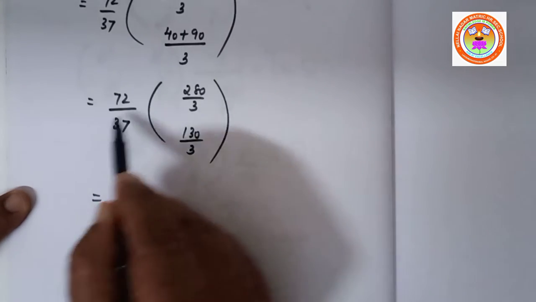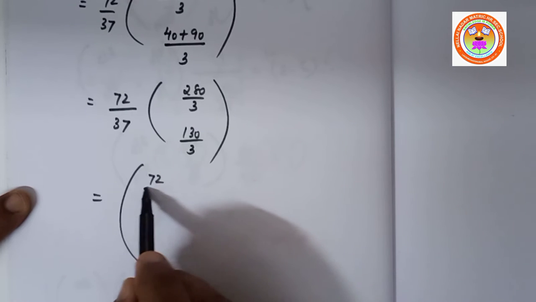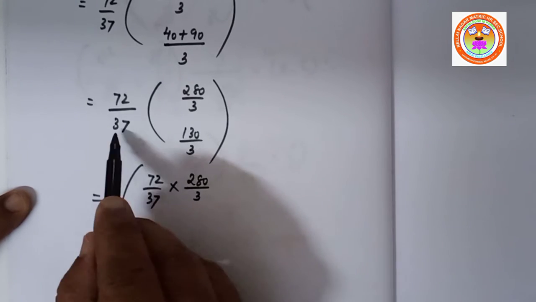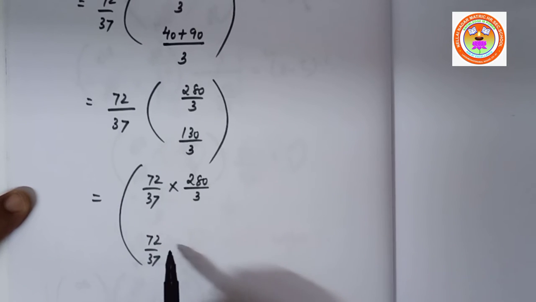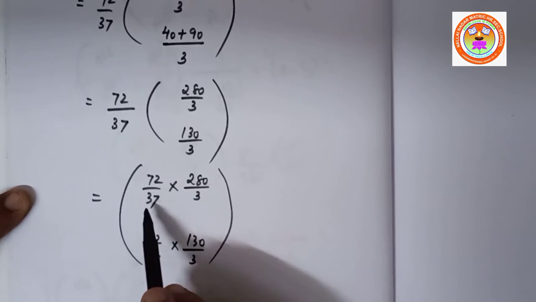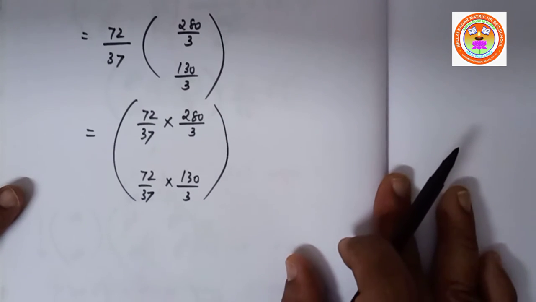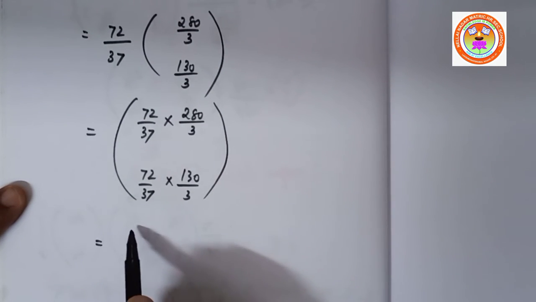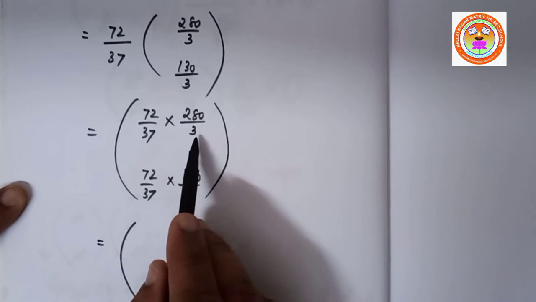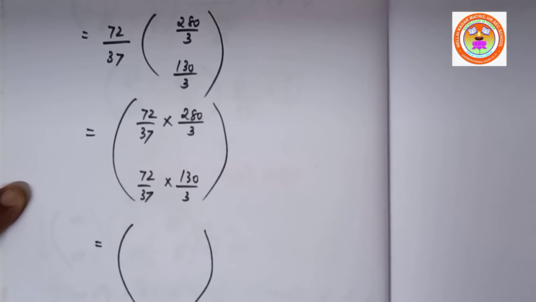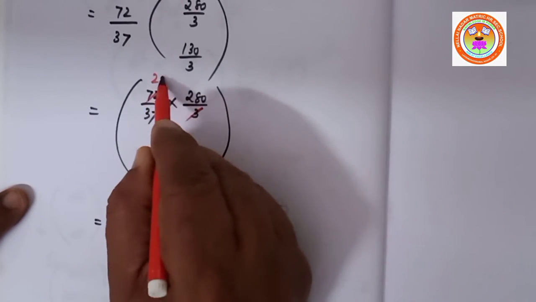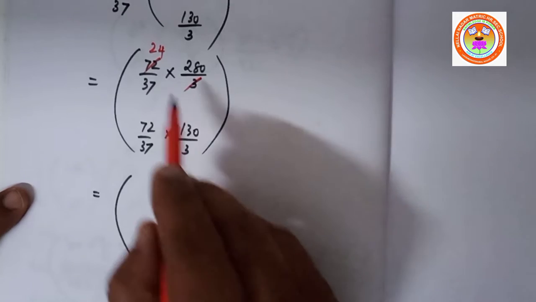Children, then you have to multiply these two. We will be getting 72 by 37 into 280 divided by 3. Then 72 divided by 37 into 130 divided by 3. Can simplify, or else since we are using the calculator, can directly simplify. First to multiply these two, 72 and 280 and 37 and 3 can multiply, or else very simply, we can cancel by 3 table. How many times? 24 times. Yes, 3 24s are 72.